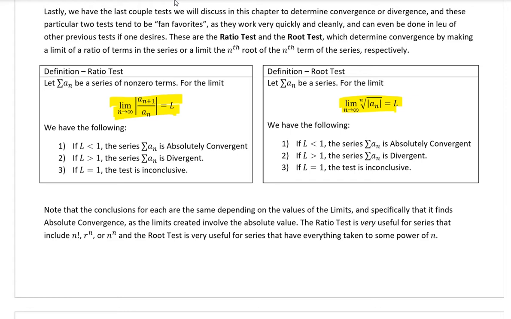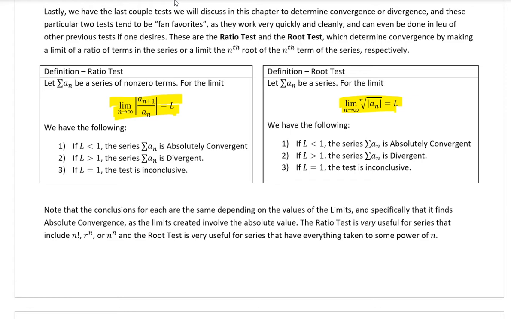If L is greater than or equal to 1, then the series is divergent. If L is equal to 1, it is inconclusive. And these three conditions are true for either test. So that's kind of why they go hand in hand.